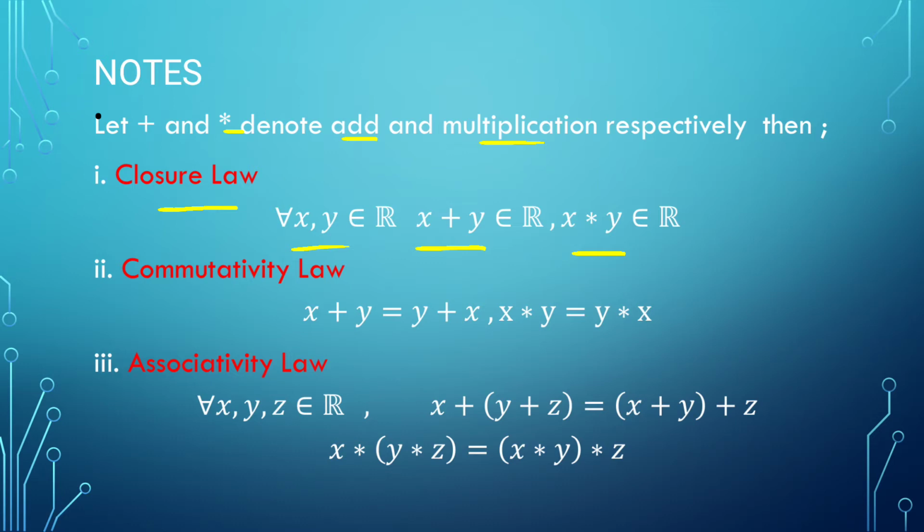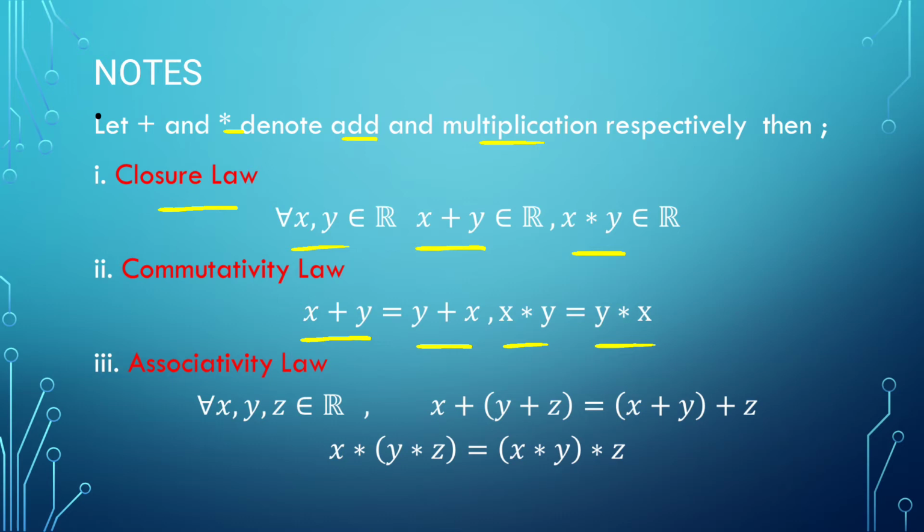The next law is called commutativity law, and it says if you have x and y in the real set, it doesn't matter the arrangement of the addition. So x plus y will be the same as y plus x, you get the same solution. If you apply a multiplication, x star y will be the same as y star x. That is called commutativity law.